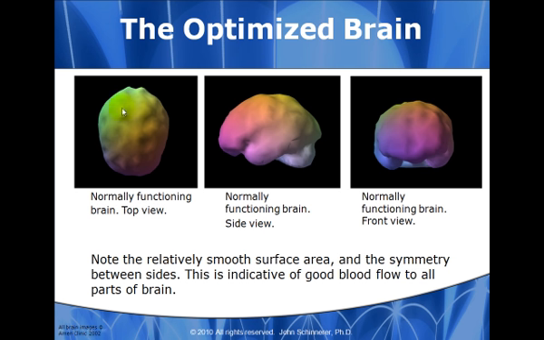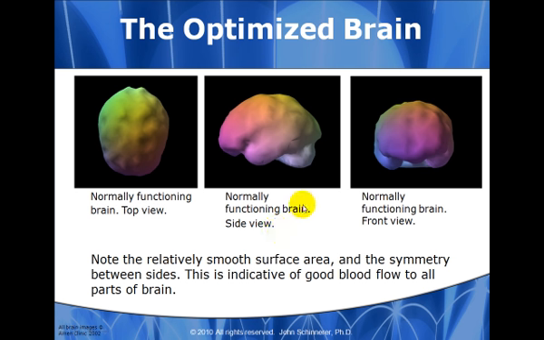This over here is looking at the brain from the top down, as if you were a bird looking down on the brain or the person. This is the brain as seen from the side. Your nose would be right here. Your eyeball would be right here. And this is the brain as seen from the front. So it looks pretty good. It looks like a normal brain because blood is getting to all areas.